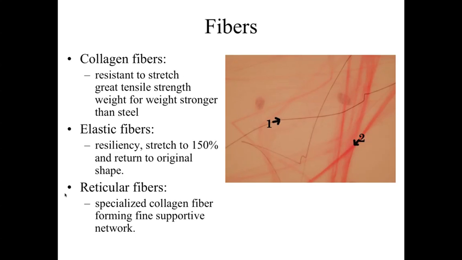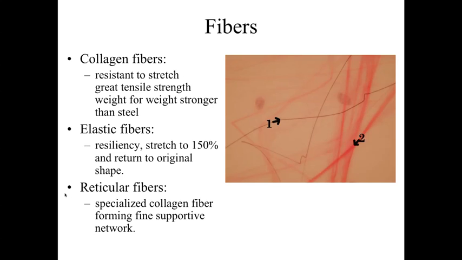There are generally three basic categories of fibers found within the majority of the connective tissues. We're going to have collagen fibers. Collagen fibers are going to be resistant to stretch. They're going to have a lot of tensile strength. They're going to be very, very strong. It's estimated that weight for weight, they're stronger than steel. So you can tug on these collagen fibers and they're not going to stretch. They have a lot of strength associated with them.